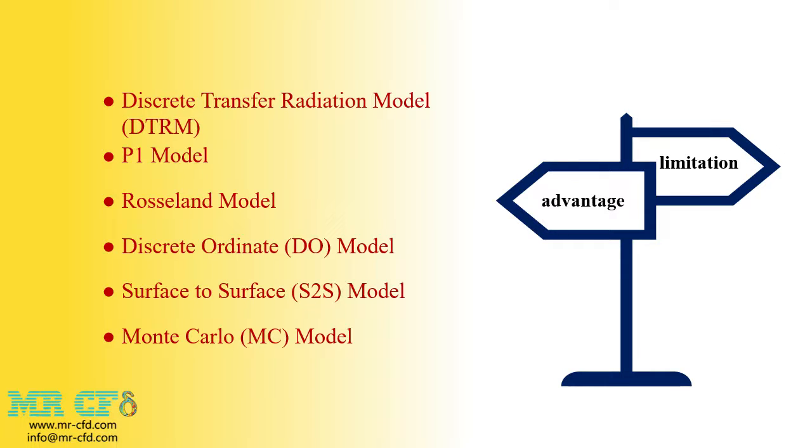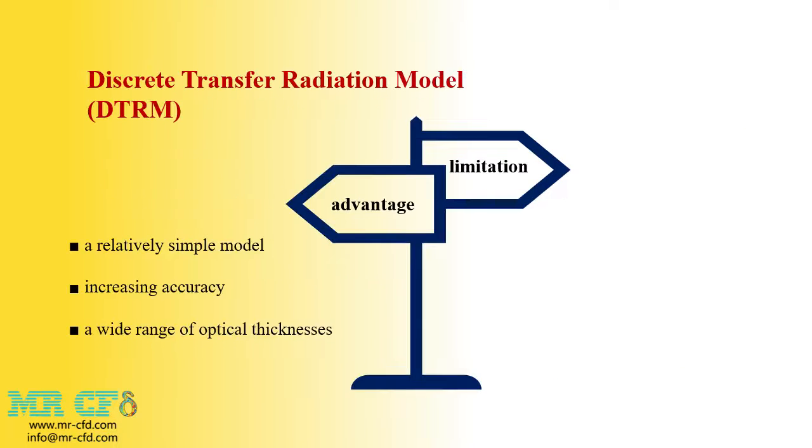Each method has a series of advantages over other methods, and on the other hand, there are a series of limitations in its use. Adequate knowledge of these advantages and limitations will help us better understand the difference between these methods. First, I start with the discrete transfer radiation model, DTRM method. The first advantage of this method is that it is relatively simple.